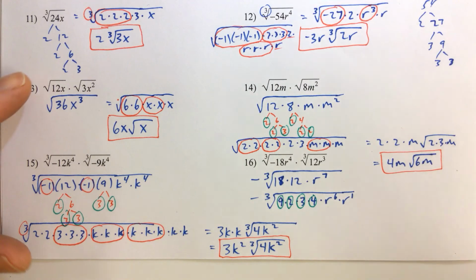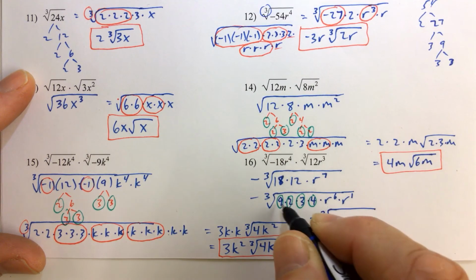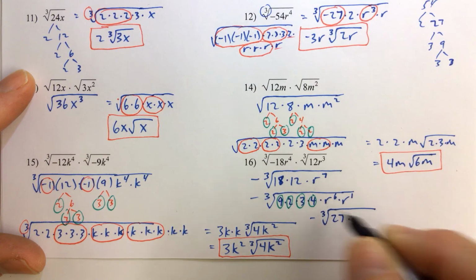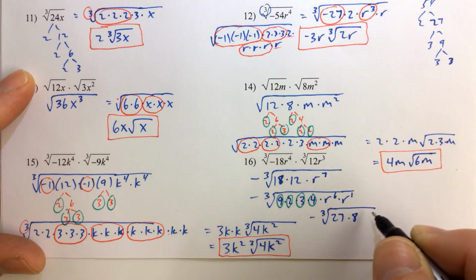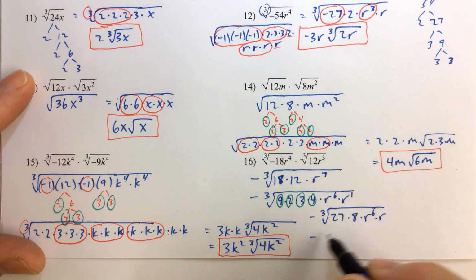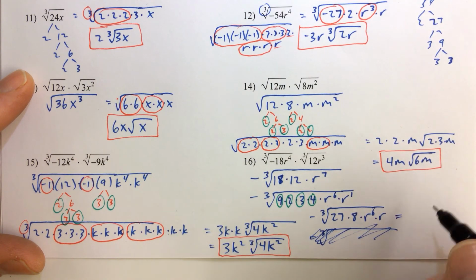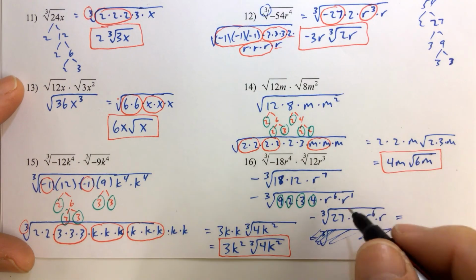So I'm going to rewrite under the cube root symbol, negative again on the outside. Cube root symbol, 9 times 3 is 27, 2 times 4 is 8, r to the 6th is a perfect cube because 6 divided by 3 is 2, and then we have r. So again, if this is going over your head, oops, I didn't mean to do that. That was dumb. No, I wrote it in pen. So I have to cross that out.